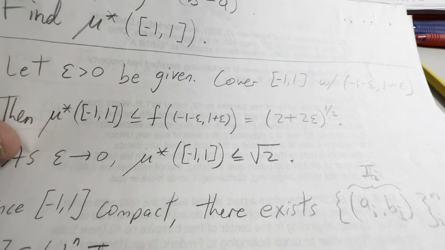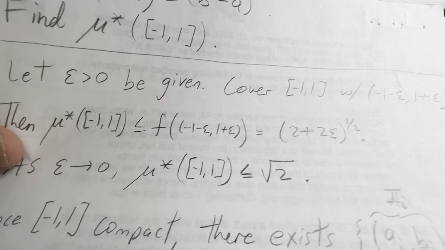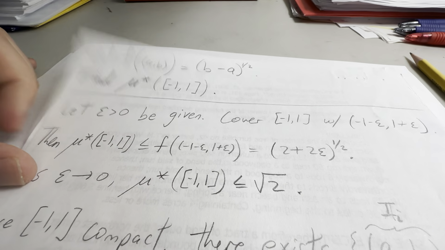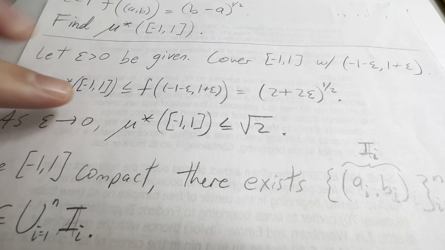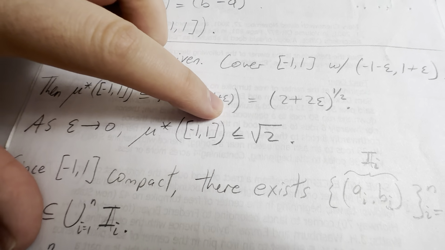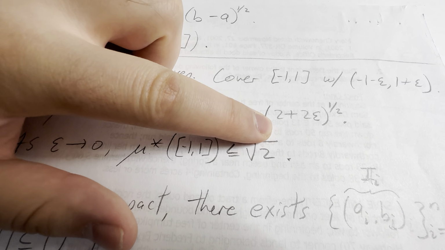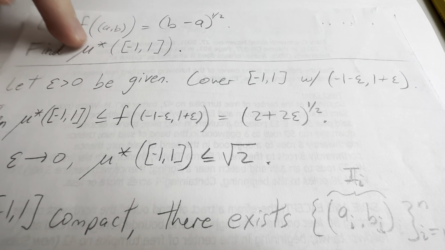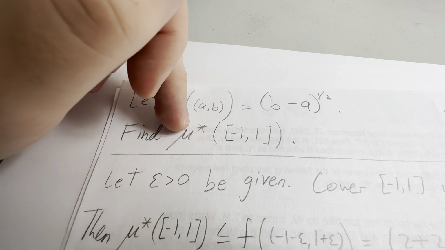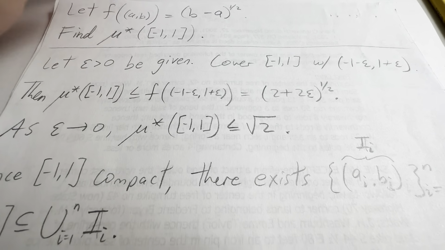And then as epsilon tends towards 0, we see that the left-hand side, mu star, is independent of epsilon. So we see that mu star of this interval is less than or equal to the square root of 2. But we need to figure out what this is equal to. We can't just say that it's less than or equal to square root of 2.